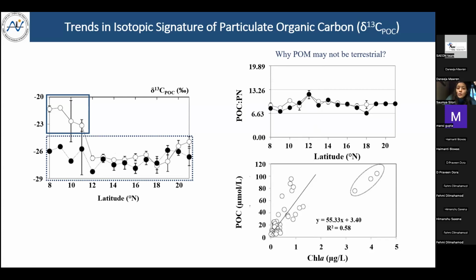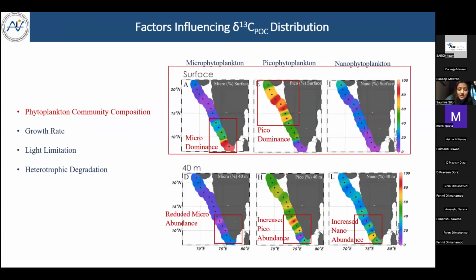So we start looking at what these different factors could be. First, we explored the phytoplankton community composition. Here I have these different size classes, with the microphytoplankton being the largest, picophytoplankton being the smallest, and nanophytoplankton somewhere in between. These have been constructed using pigment analysis that was done in HPLC.